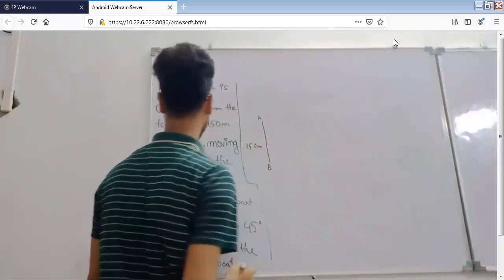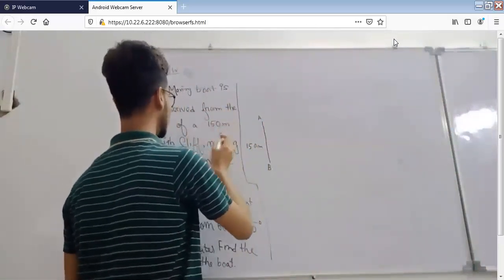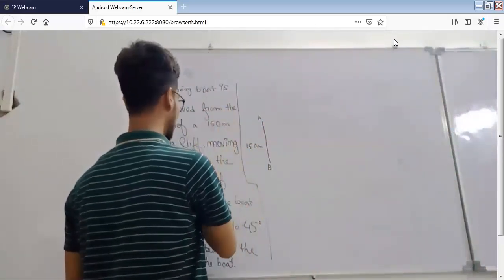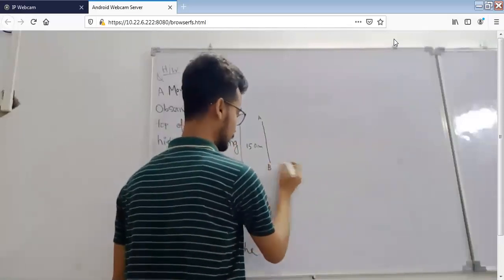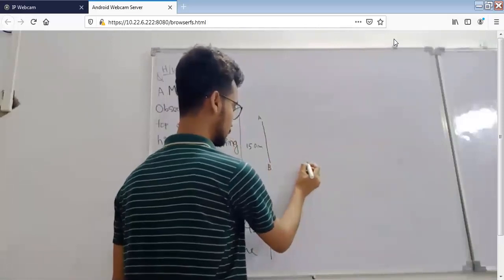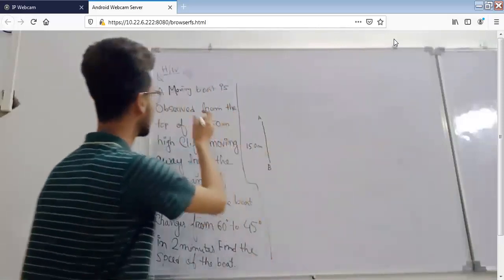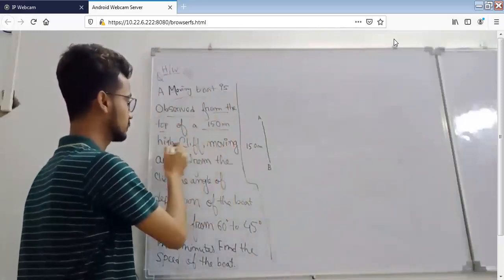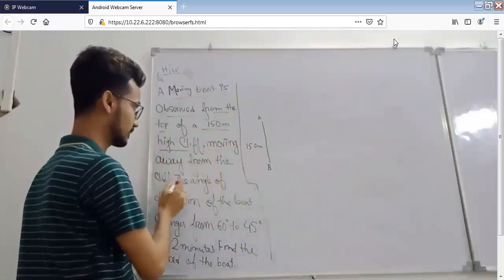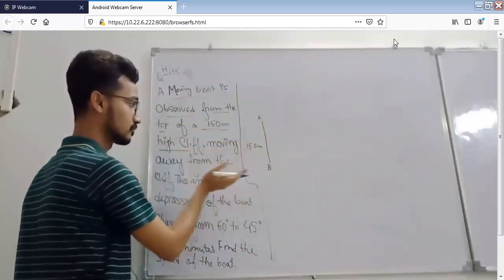Yes. Now see, a moving boat is observed from the top of a 150-meter high cliff, moving away from the cliff. That means this is the cliff, and a boat is here, suppose at the point C. This is the top of the cliff, A point, and the boat is moving away from the cliff.